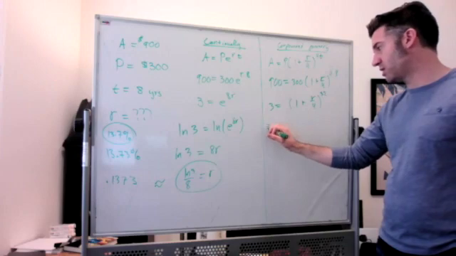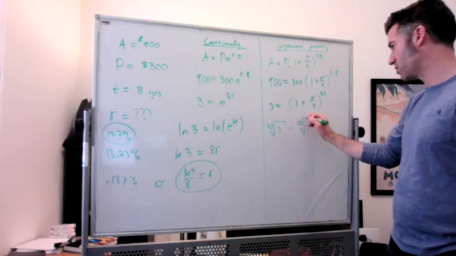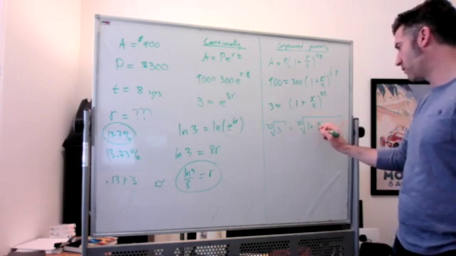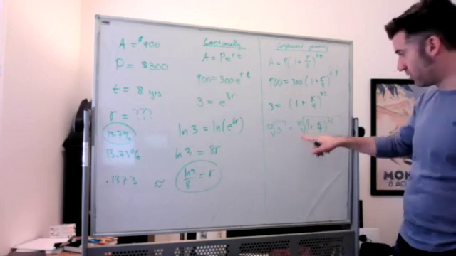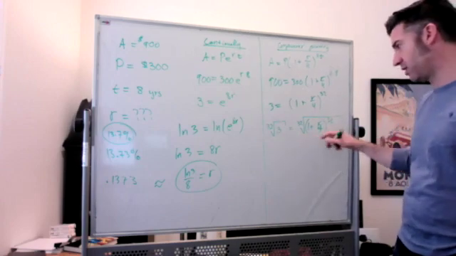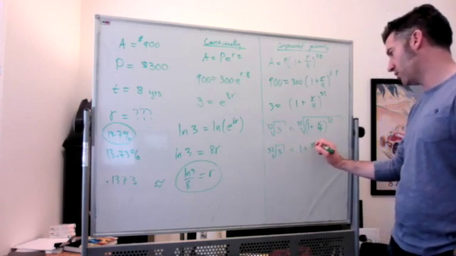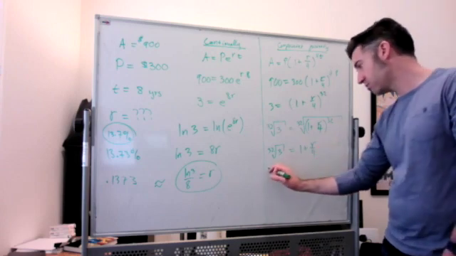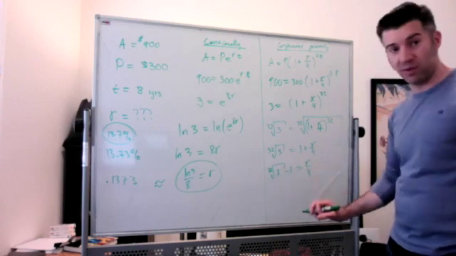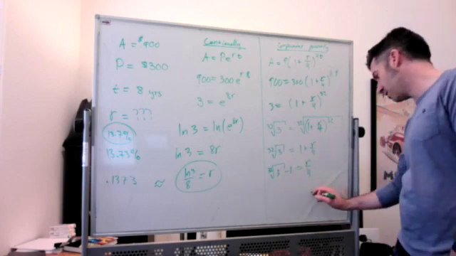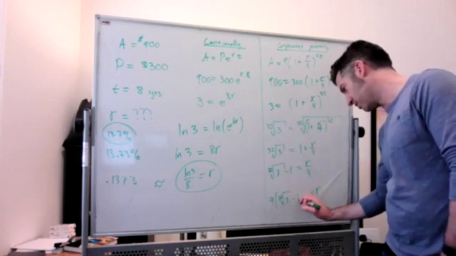So I take the 32nd root of 3, which is equal to the 32nd root of 1 plus r over 4, to the 32nd power. But the 32nd root of something to the 32nd power is just the thing. So we get the 32nd root of 3 equal to 1 plus r over 4. Subtract 1, multiply both sides by 4. So r is going to equal 4 times the 32nd root of 3 minus 1.